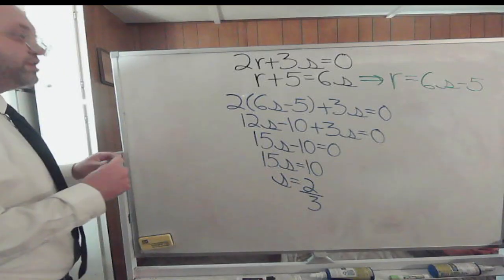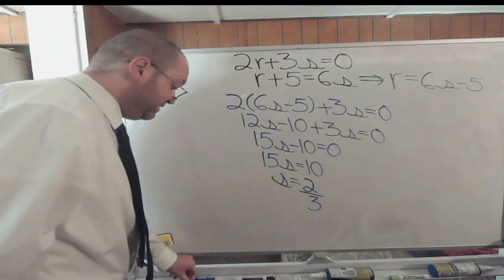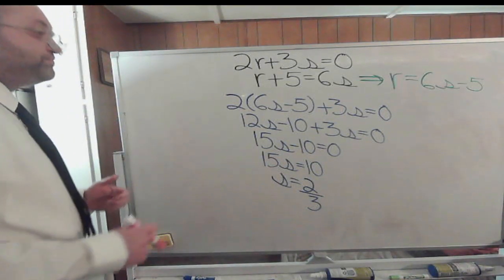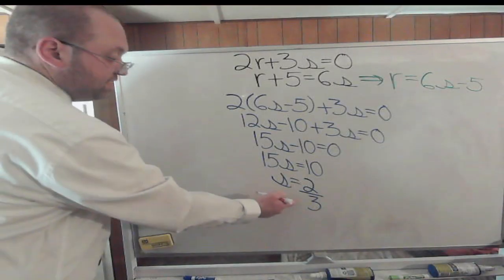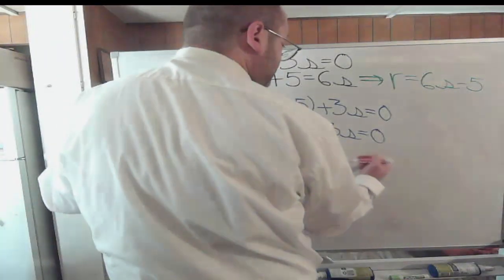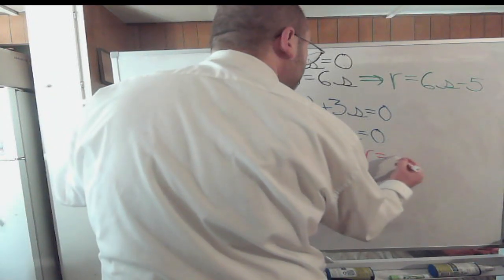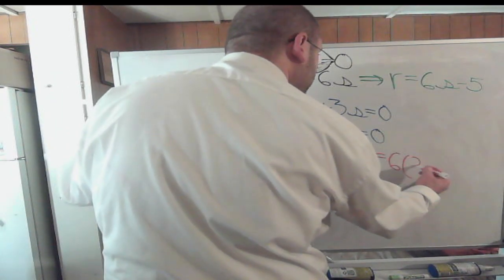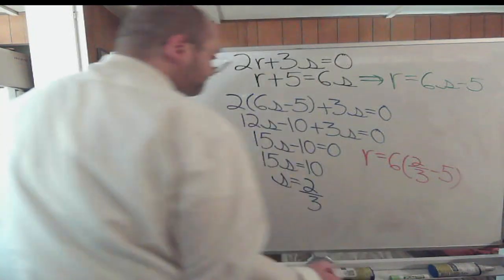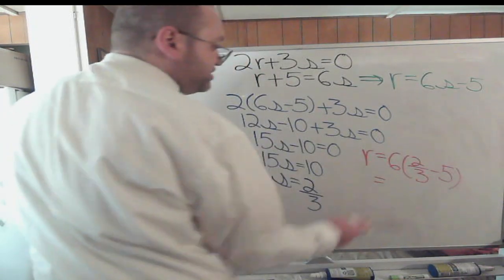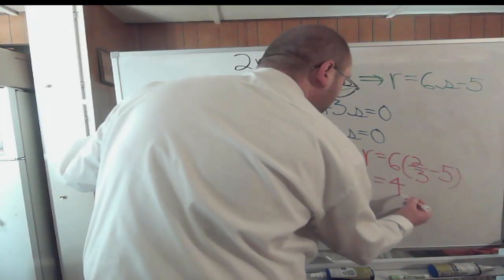So your s value for the point of intersection is 2/3. And yes, you can get fractional or decimal answers. That does sometimes happen, so don't be too alarmed by that. Now we got our s value, let's find our r value. Put that into your original equation of substitution. So you'll get r equals 6 times that 2/3 minus 5, which 6 times 2/3, so 6 divided by 3 is 2, 2 times 2 is 4.